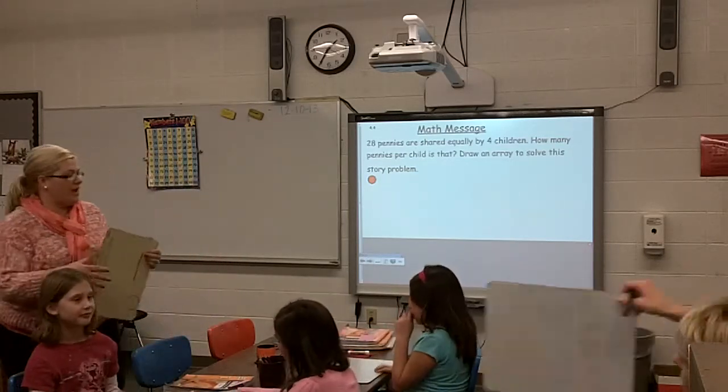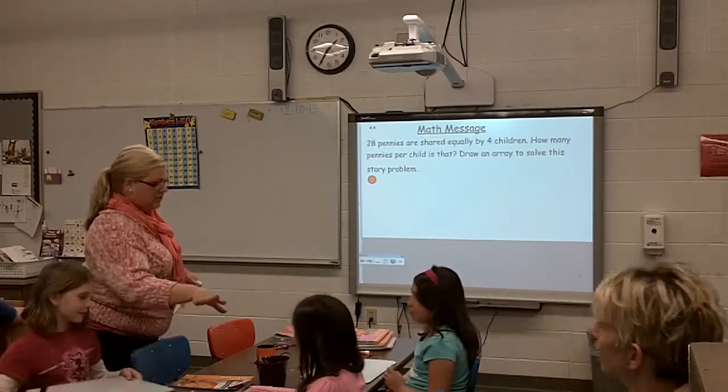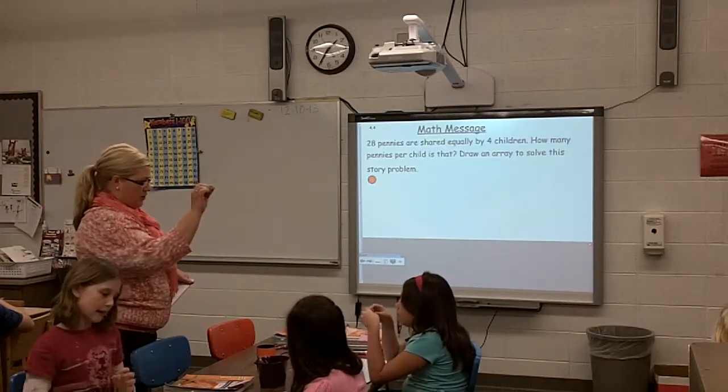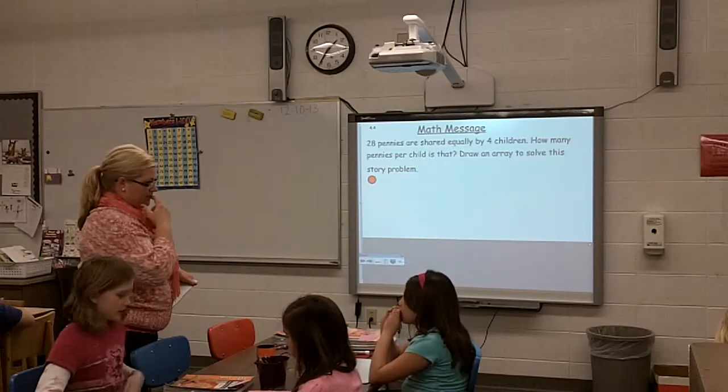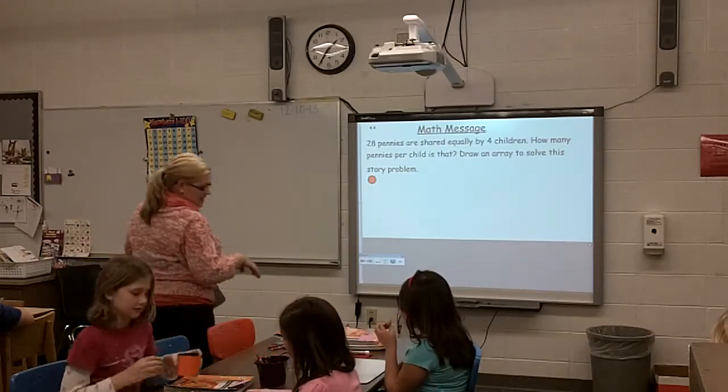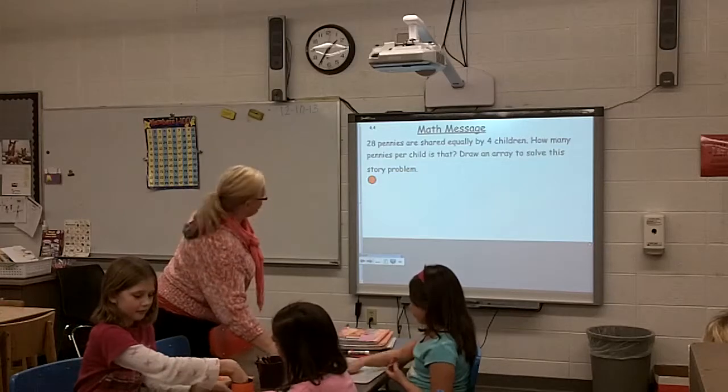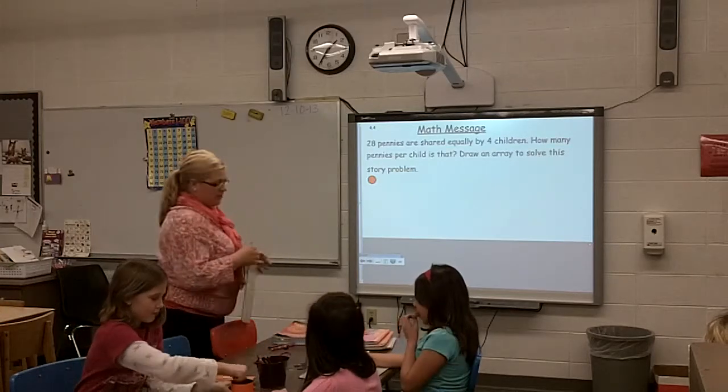Yeah, you're drawing an array. I think you were on last week, Caprice, for arrays, the equal number of rows and equal amount in each row. So you have 28. If you want to use these, you need to have 28 of them, and they're going to be shared equally by 4 children.